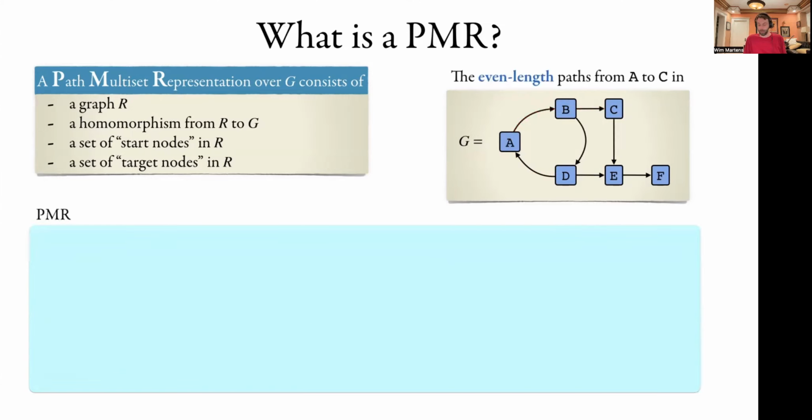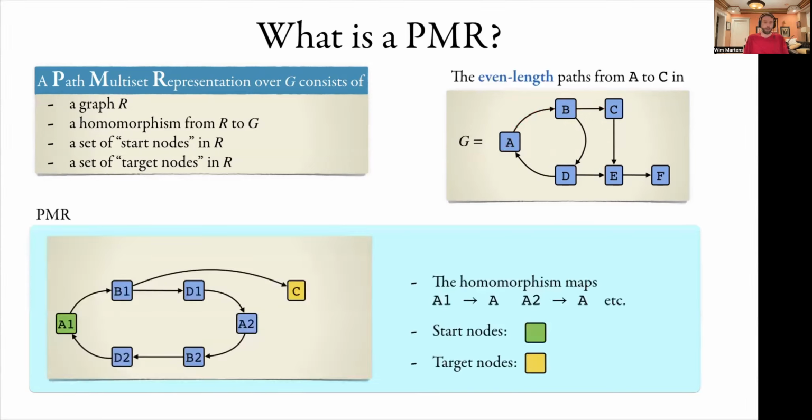Okay, let's look at a more interesting example. Let's consider the even length paths from A to C in this graph. Well, here is one path multiset representation that does this. So it's similar as before, but now the loop is longer. And now the homomorphism maps all the nodes A1 and A2 to A here, and B1 and B2 to B, and so on and so forth.